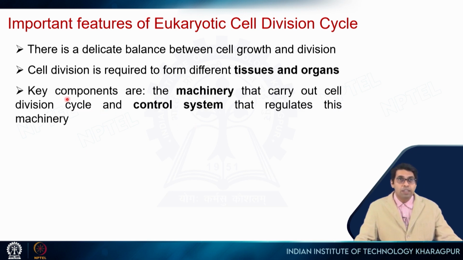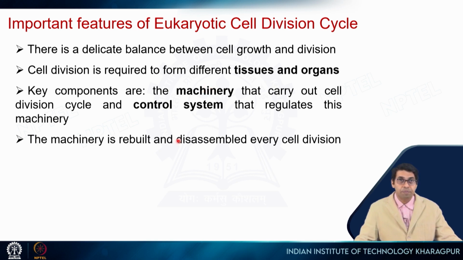Now, for cell division, there are two key components. The first one is the machinery which carries out the cell division cycle, and the second one is a control system. This control system regulates whether it is a good time to divide, and then it goes through different phases: whether the first phase is done, can it proceed to the second phase, and so on. So, there is this decision making process done by the control system, and the actual division is carried out by a set of machinery.